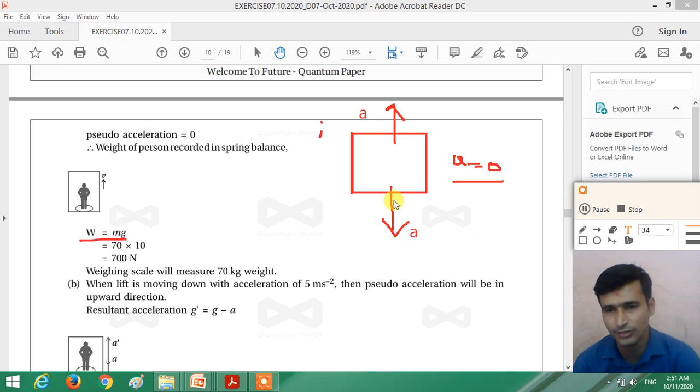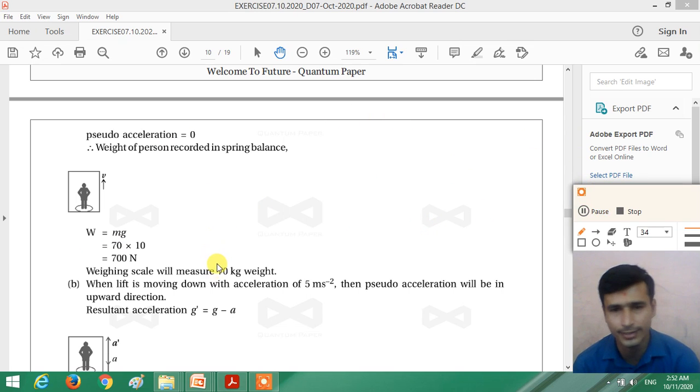So on the person, two types of forces are acting. First, its own weight in the downward direction, mg, and second, due to the pseudo acceleration, the force acting on the person, m into a. So the total weight of the person is increased from mg to mg plus ma, by an amount ma, right? So understand, dear student. Similarly, when the lift is moving with acceleration in the downward direction, the pseudo acceleration is produced in the upward direction and the weight of the person is decreased by an amount ma, right?